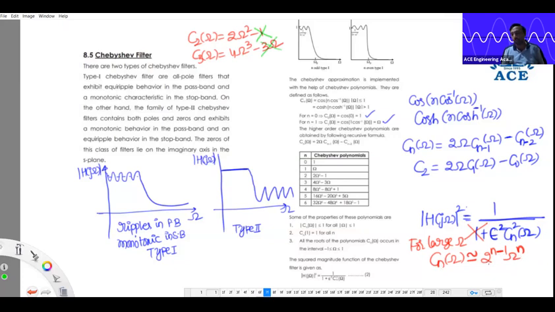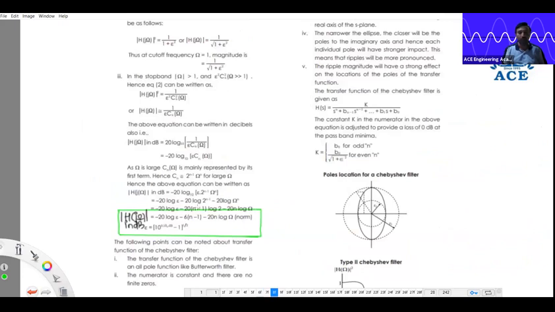Substitute n equals 2 here: 2 omega square. n equals 3 means 4 omega cube, like that. By doing all those approximations, this is the formula we use to get the order of the Chebyshev filter. 100% you will not get a question.